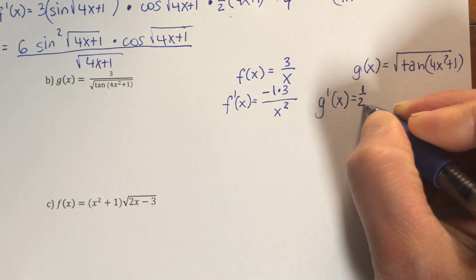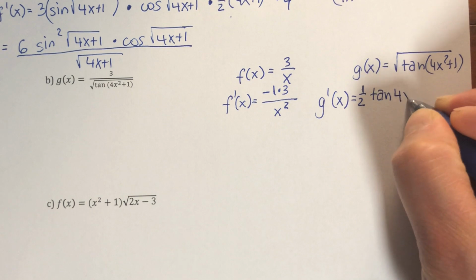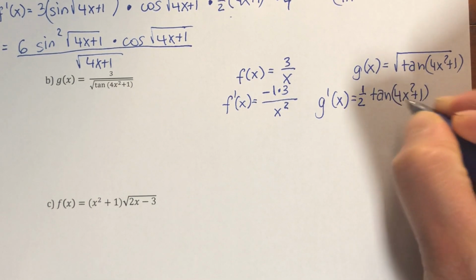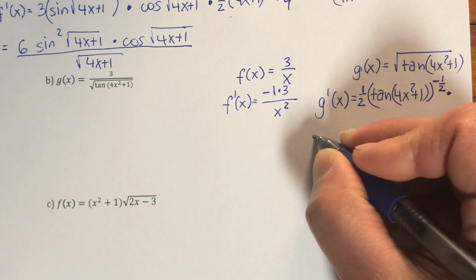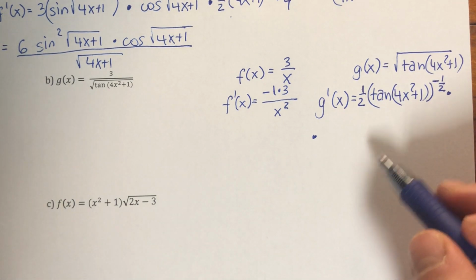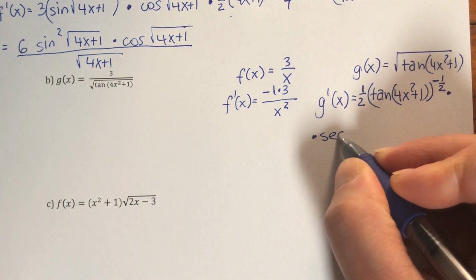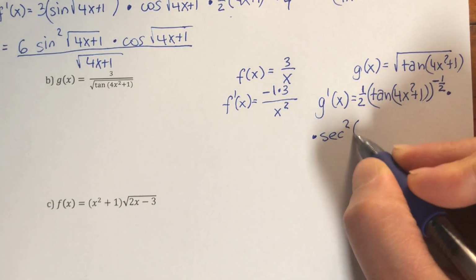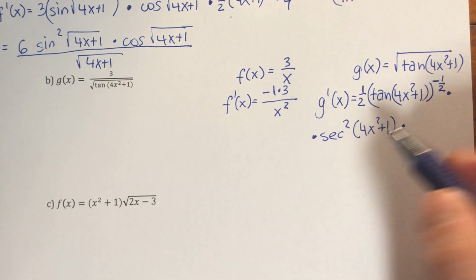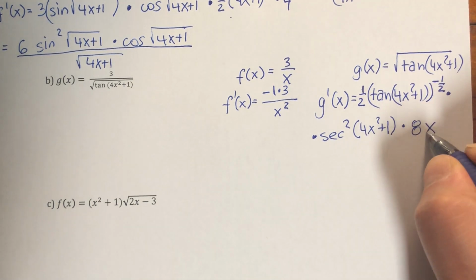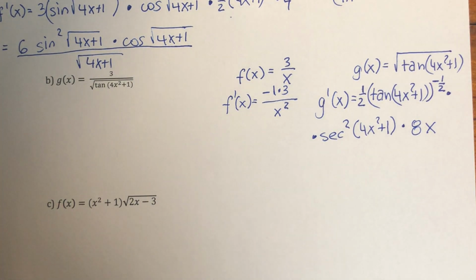So I am going to bring 1/2 in front. And then I am going to have tangent of 4x squared plus 1 to the power of -1/2. Unfortunately, I don't have room, so I will just continue writing. I know that the derivative of tangent is secant squared of whatever we have here, so 4x squared plus 1. And I need to multiply it by the derivative of the inside, which in this case is 8x. All right, so we have our chain rule set up for us.